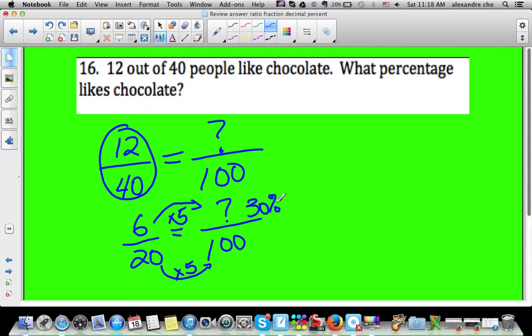So the point of the question here was that you needed to change the 12 over 40 to something simpler. In this case, simplify it to 6 over 20. You could have even done 3 over 10. Simplify that again, so that there is a nice relationship between each denominator.